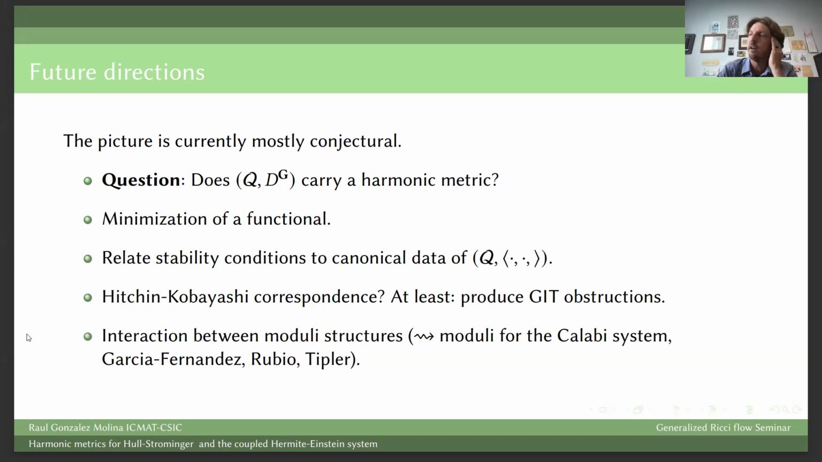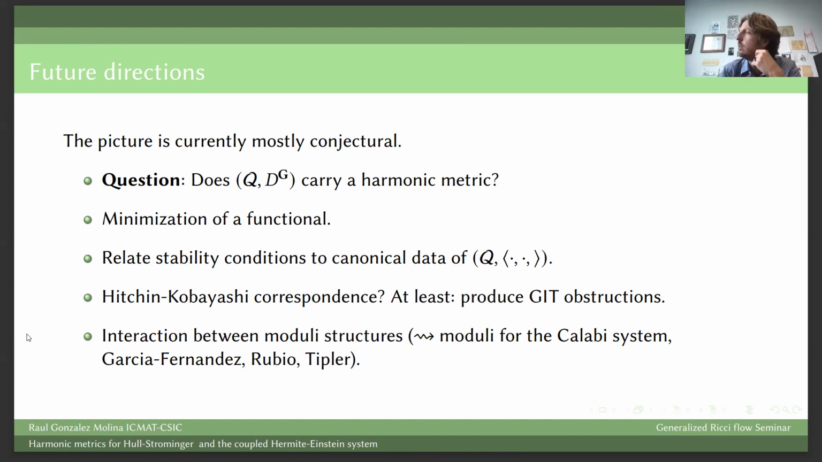Okay, and do I understand correctly? The way you're using the polystability, you sort of assume you have a solution to Hull-Strominger and then further assume you have a harmonic metric. Yes. That determines a notion of polystability and the fact that it is polystable, I guess. Mm-hmm. Is it right? Yes.